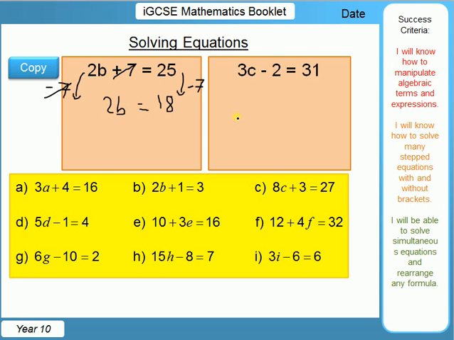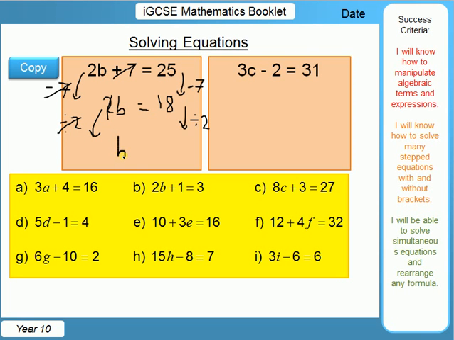Again, if you need any more practice on addition and subtraction, please see the relevant YouTube video. And then what's the opposite of timesing by 2? Remember, 2b means 2 times b. Well, the opposite is divide by 2. We do the same to both sides, and then this divide by 2 cancels with this 2.